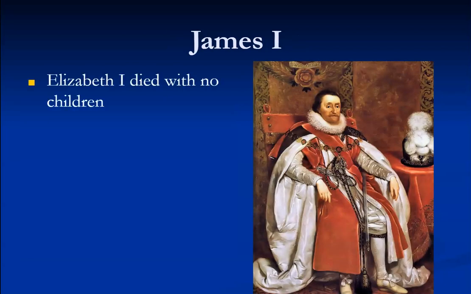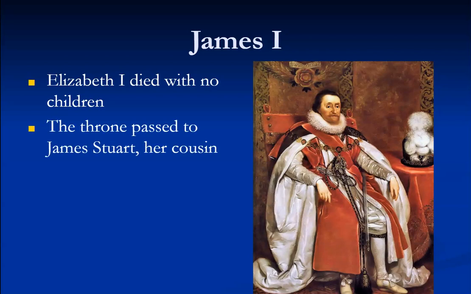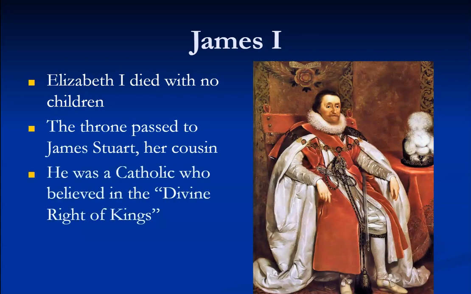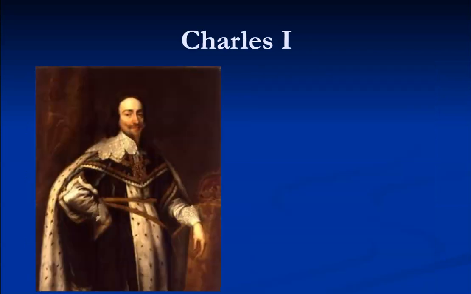Now, Elizabeth died having no children, and so the throne passed to James Stuart, her cousin. He was a Catholic, not a Protestant, and he believed in the divine right of kings, the idea that the kings have the right to rule given to them by God, which also leads to the concept of absolutism. So he tried to ignore Parliament, not being English but Scottish.